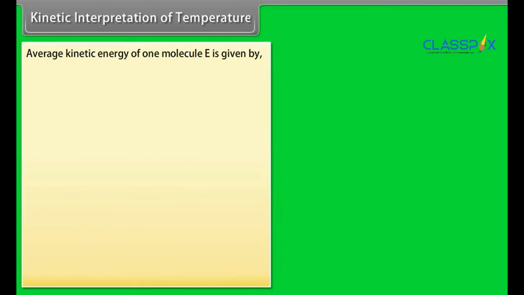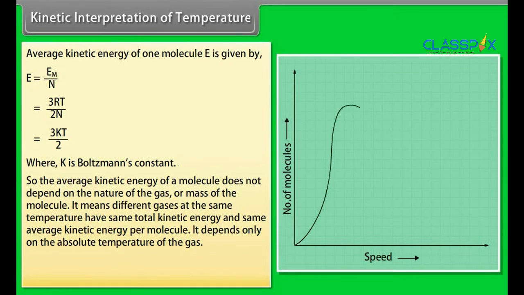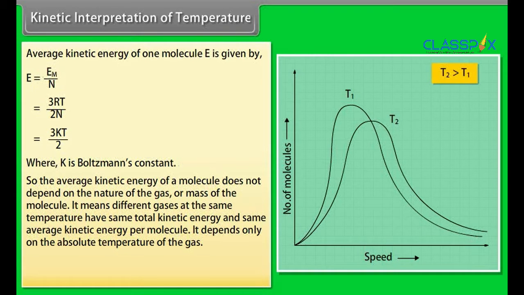Kinetic interpretation of temperature. Average kinetic energy of one molecule, E, is given by E is equal to E total upon N, which is equal to 3RT upon 2N, which is equal to 3kT by 2, where k is Boltzmann's constant. So, the average kinetic energy of a molecule does not depend on the nature of the gas or mass of the molecule. It means different gases at the same temperature have same total kinetic energy and same average kinetic energy per molecule. It depends only on the absolute temperature of the gas.